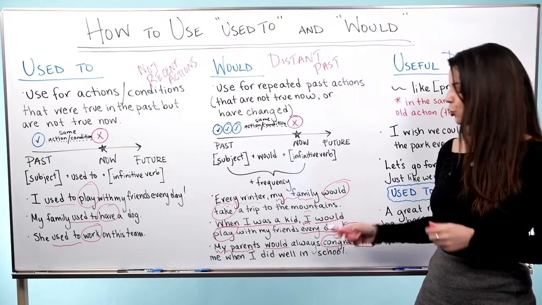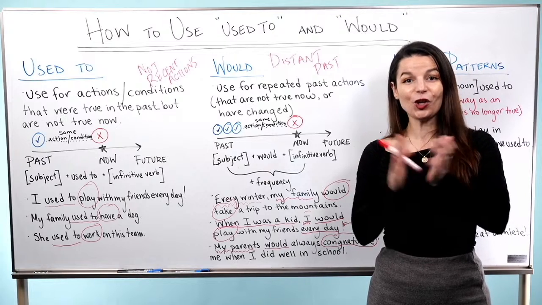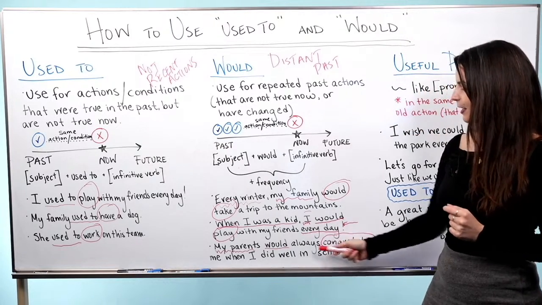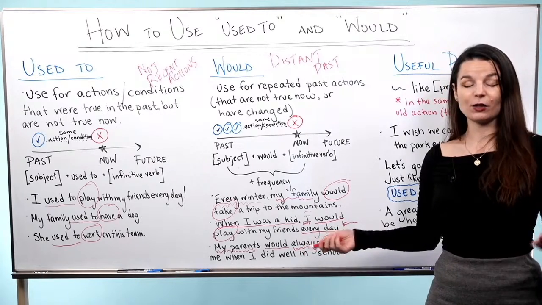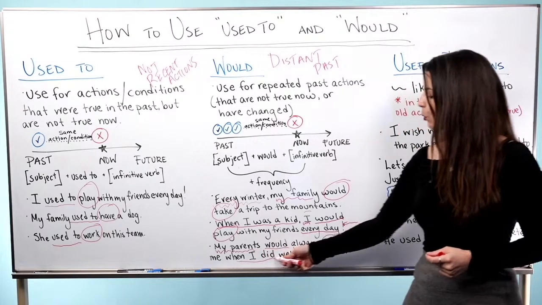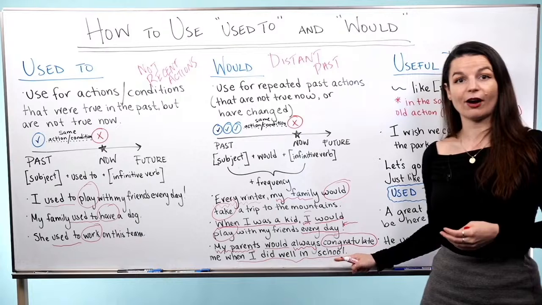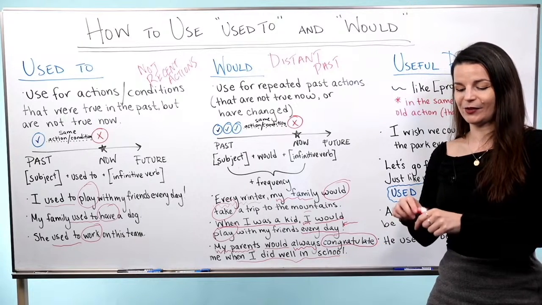Okay, so to congratulate someone means to say congratulations, good job, right? You did a good job. Here, the frequency we have would always, this means very often, they would always congratulate me when I did well in school. So this is like the time period. We have our time period hint at the end here, when I did well in school, okay?